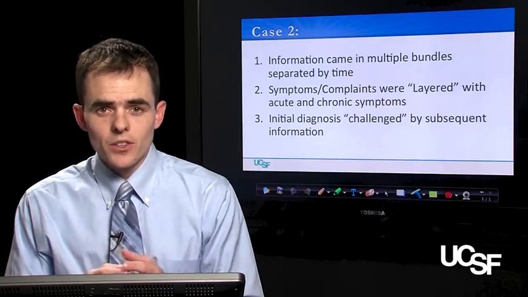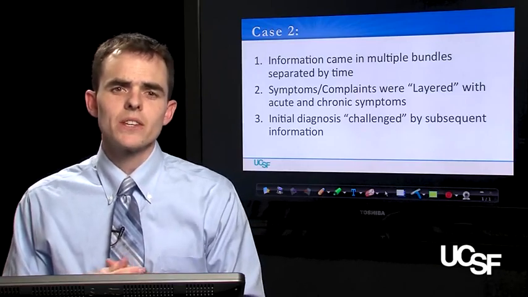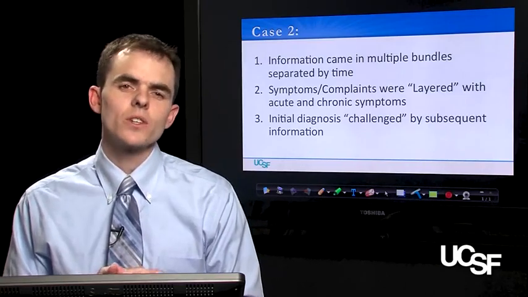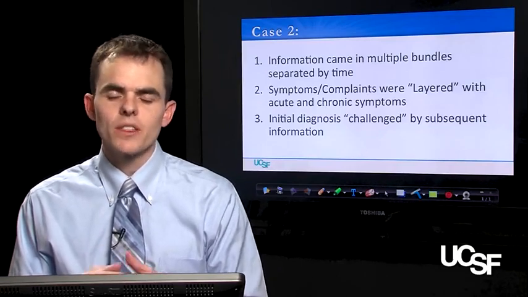Finally, the initial diagnosis, community-acquired pneumonia, started to get challenged halfway through the case as the patient didn't seem to get better. The shortness of breath didn't get better. The cough changed, and so you had to rethink the case.